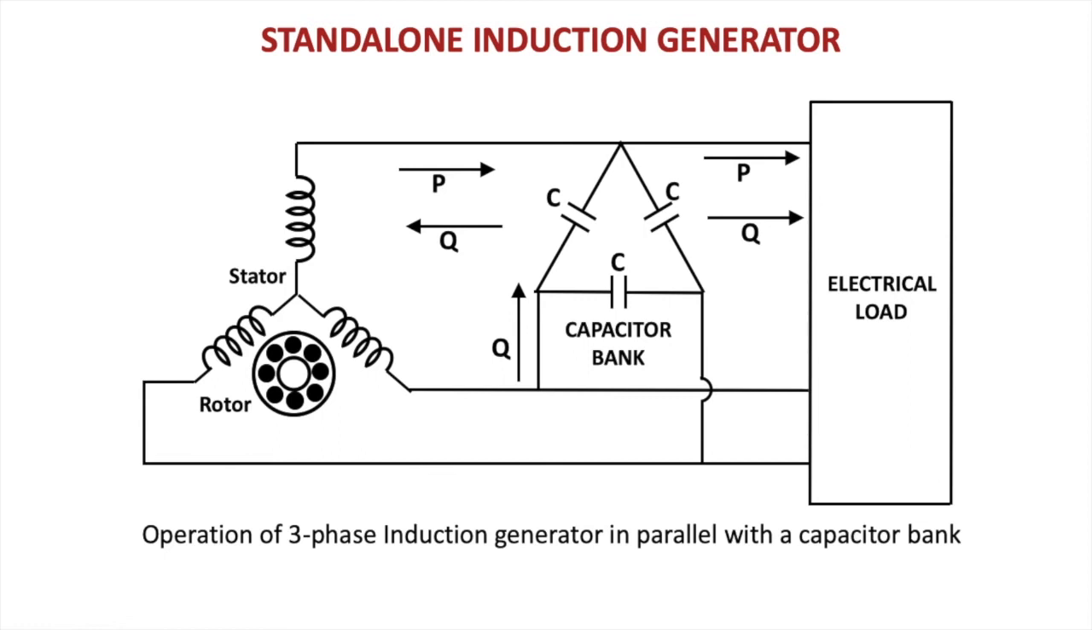So the operation of the induction generator in isolation has to be done with the capacitor bank, which will maintain its terminal voltage and also give the magnetizing current which is required for the induction generator field generation in particular, so that it can work as a standalone system not connected to the extensive power system.